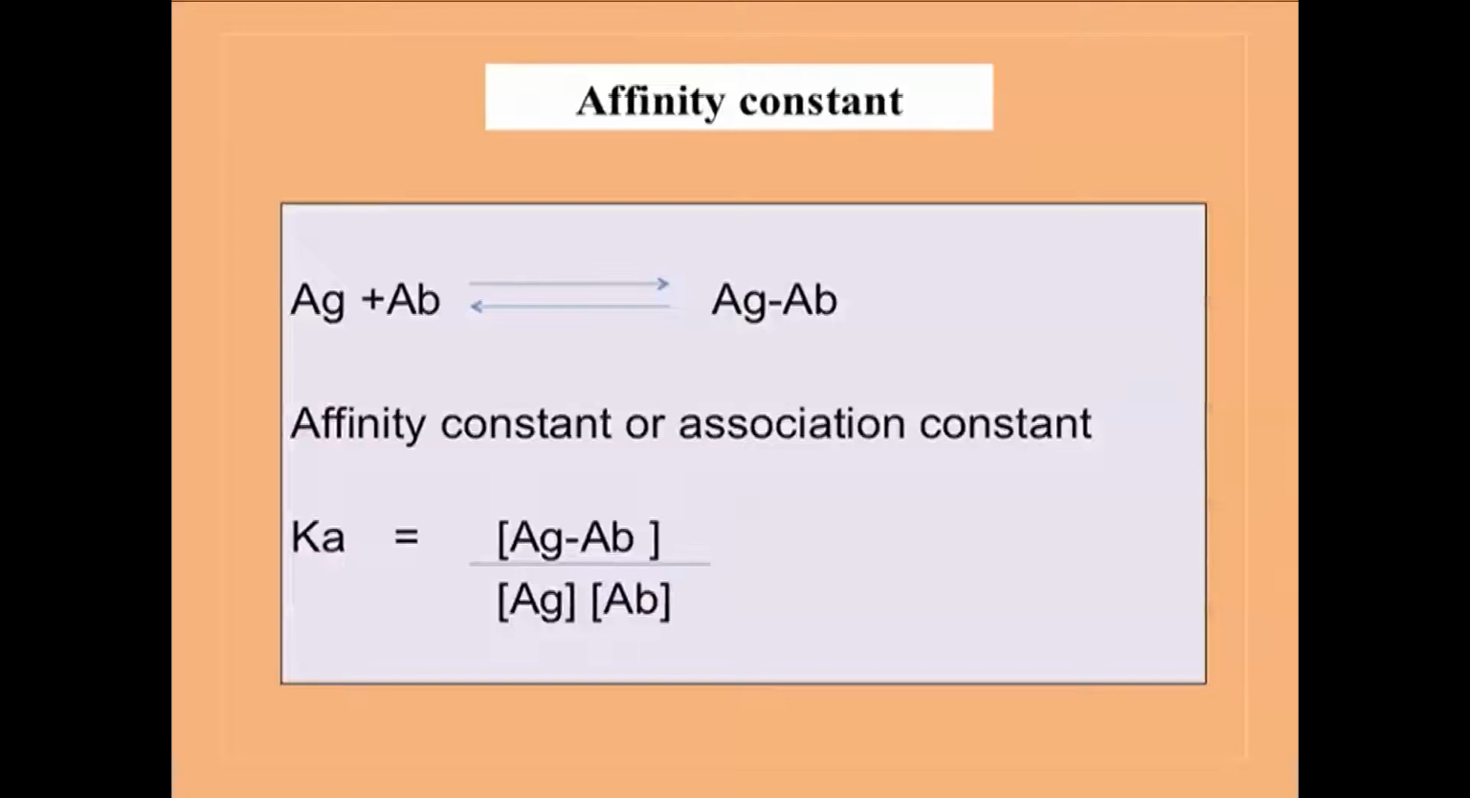And antigen-antibody interaction is just like an enzyme-substrate interaction. The only difference is that an enzyme-substrate reaction leads to an irreversible change, but here no irreversible change is seen. And we can measure the affinity of an immunoglobulin towards an antigen just by using this formula, where Ka is called the affinity constant. The greater the value, the more the affinity of an antibody towards an antigen.